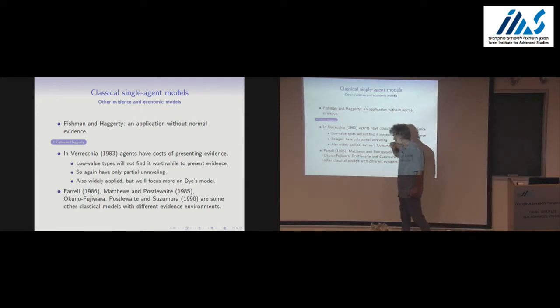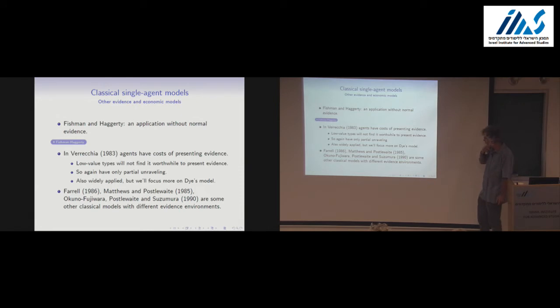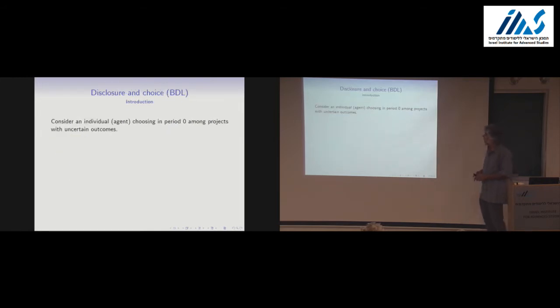Joe Farrell has a very old and classic paper on the revelation problem. In fact, it's very similar to the die model, a predecessor of the die model that got published in a volume that has been, I think, more or less forgotten, and therefore the paper isn't very visible, but it's a nice one. Matthews and Postlethwaite, Okuno Fujiwara, Postlethwaite, and Suzumara also are interesting classical papers because what they do is they say, well, what happens if we consider a different evidence structure? These are the initial papers that started to say, well, there's die evidence, there's Verrecchia, here's other evidence structures, let's explore them.